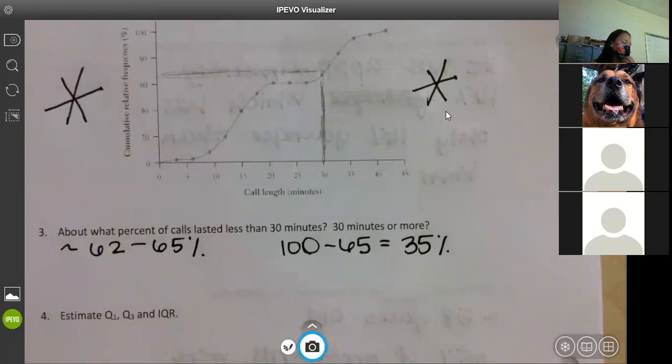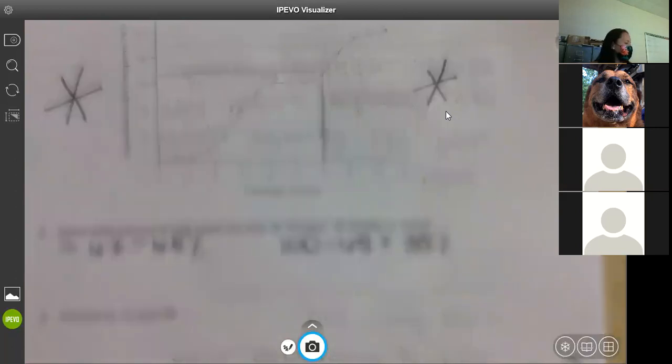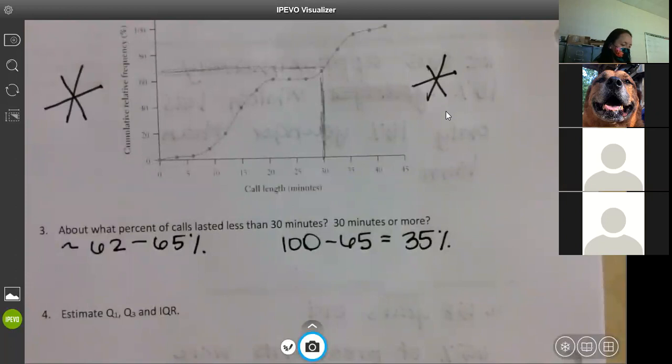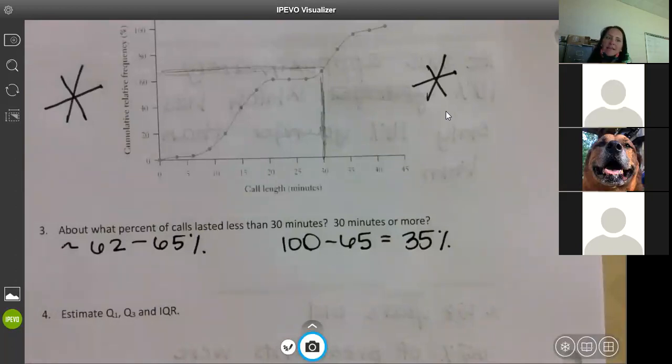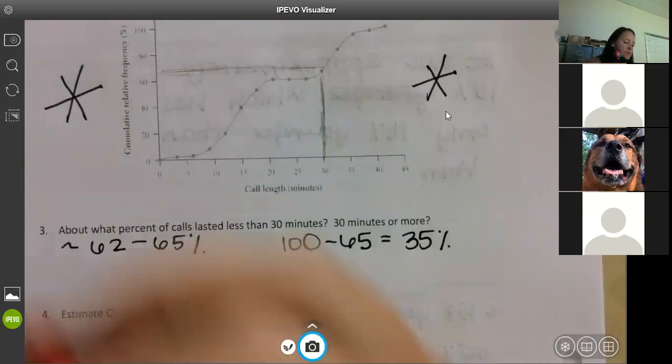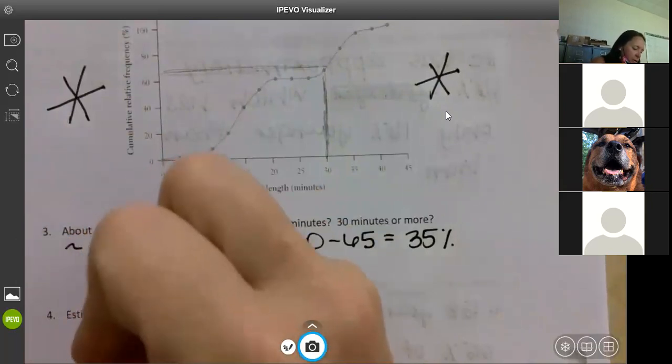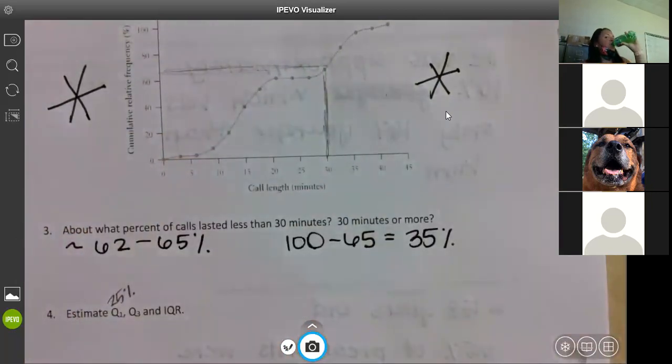Estimate Q1, Q3, and IQR. Y'all, this I'm telling you is on the test. It's on the test. How would I do that? Because I don't have values. So how do I know about Q1, Q3, and IQR? Can you use the value dots on the line? You can kind of use that to find the median. Uh-uh. It's easier than that. Can you go down to 25% and do it that way? Yeah. So Q1 is 25%. Where's Q3 at? 75.